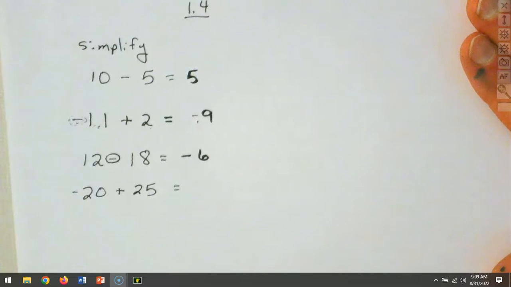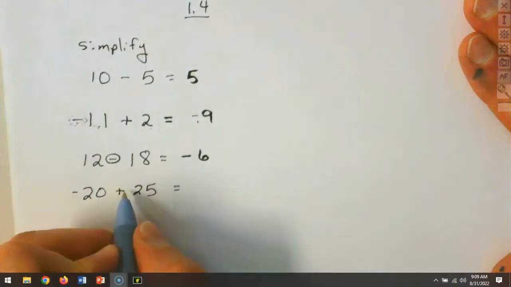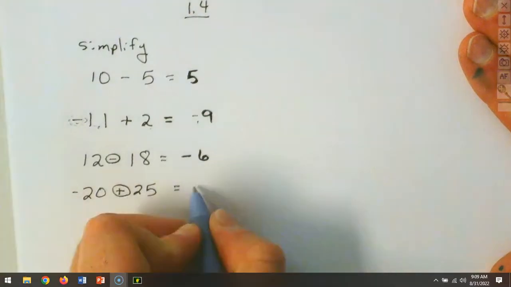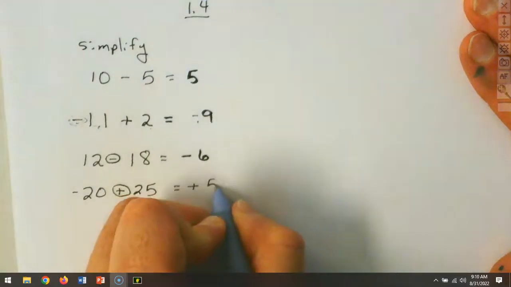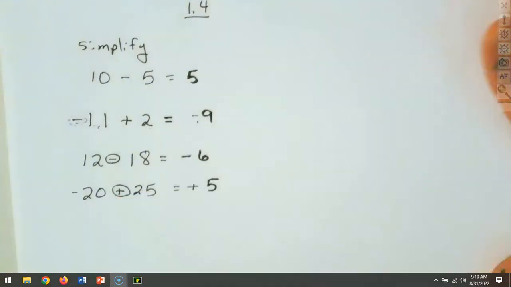Which one is bigger, 25 or 20? 25. What's the sign of the 25? Positive. So that means my answer is going to be positive. Now we just subtract them. And what is 25 minus 20? 5. So your answer on that one would be a positive 5. So the larger number controls the sign. So when they are different signs, we subtract.